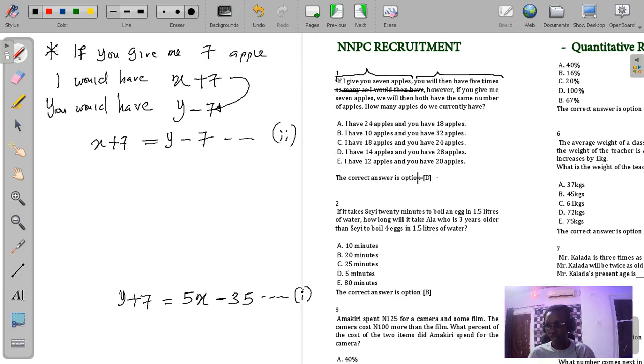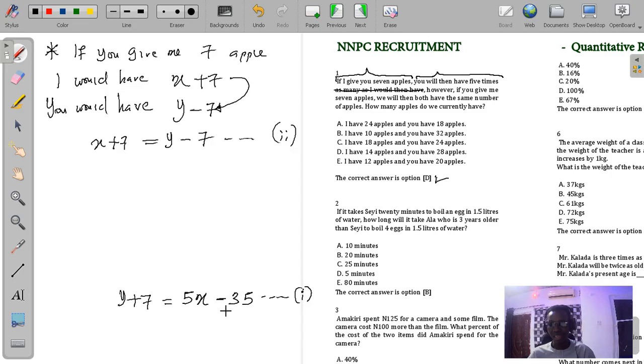All right. So if I test for this option D, this option says I have 14 apples. So that means X is 14. That is the letter I use to represent the number of apples that I have. So if I slot in 14 here, I can put it anywhere. From here, I don't even need the second statement again. From here, if it's satisfied, then I'm good to go.